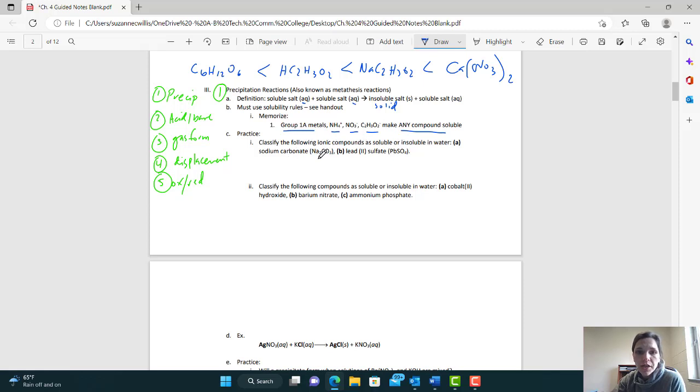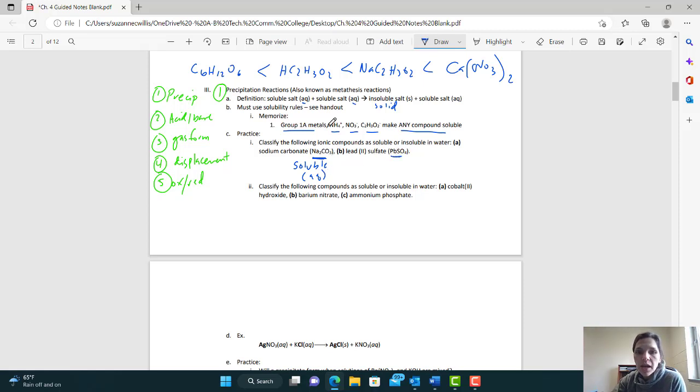Classify each as soluble or not. Okay, look at sodium carbonate. Do you see that you have a group 1 metal? If you have a group 1 metal, you are automatically soluble. So he would be an aqueous compound. If you put him in water, he would dissolve.